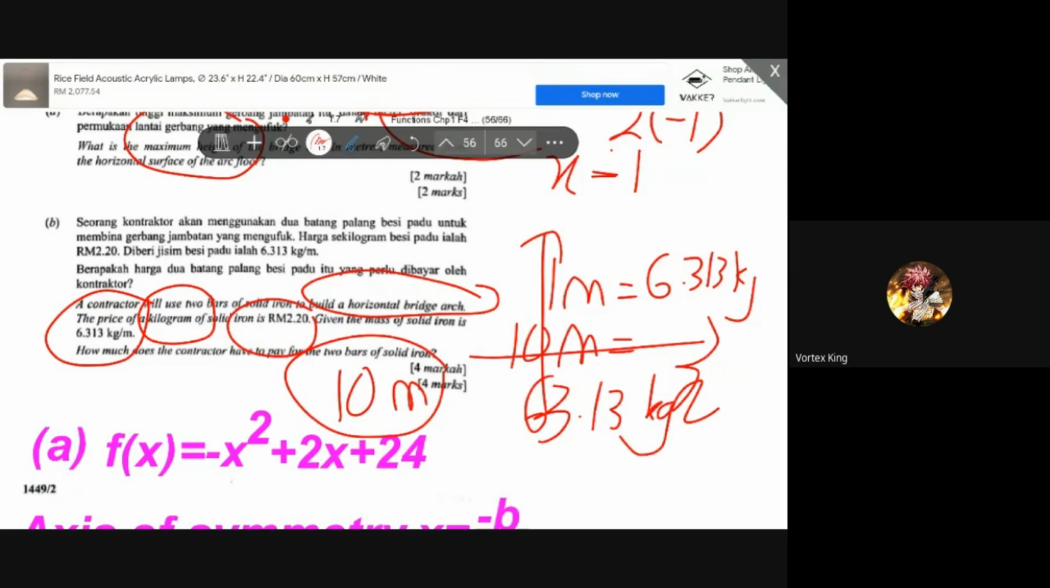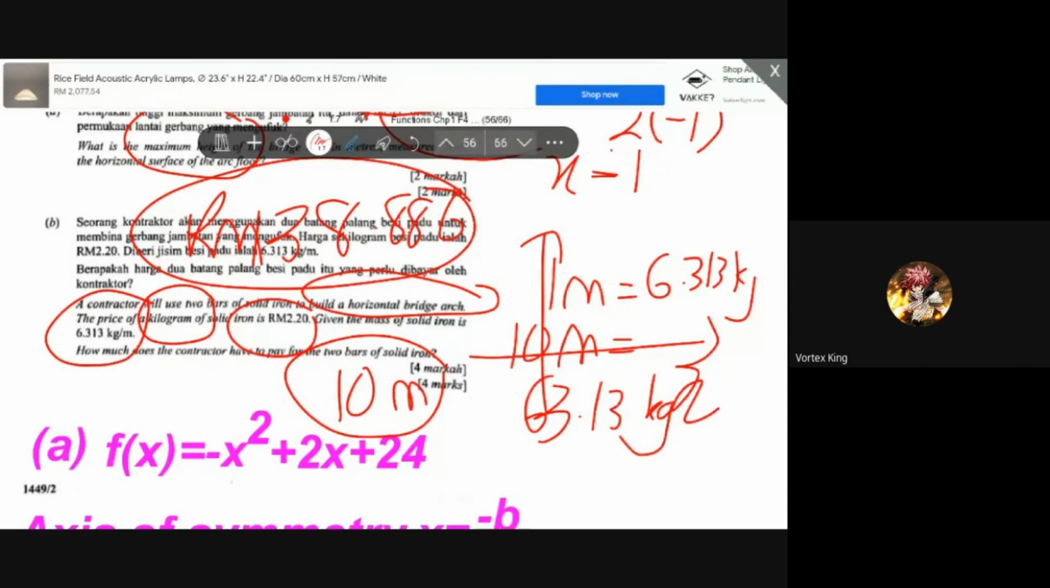So, all of this, you have to keep on timesing. Kena darab berulang kali. What will be your answer? One kg is 220. So 63.13 kg. How much? Correct. 138.886. This one in terms of RM. Huh? So saya nak tanya semua sekarang. Adakah ini jawapan akhir kamu? Is this your final answer? RM 138.886. No. Why? Very good.